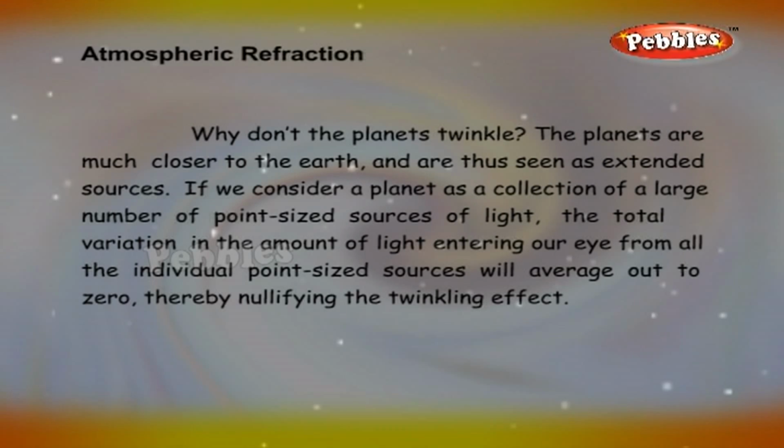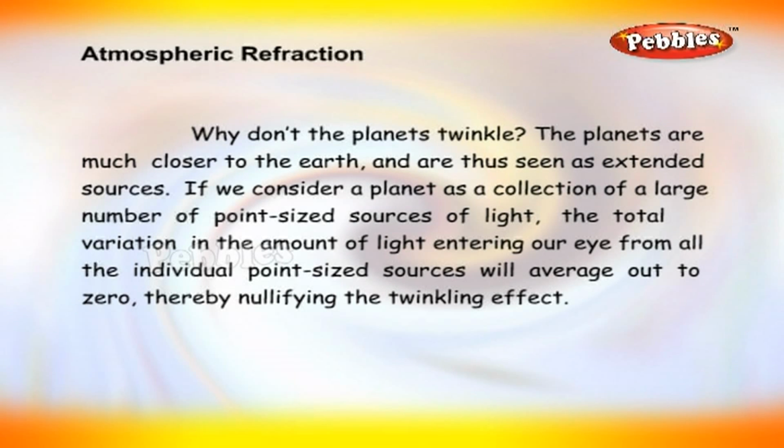Since the stars are very distant, they are approximate point-sized sources of light. As the path of rays of light coming from the star goes on varying slightly, the apparent position of the star fluctuates and the amount of starlight entering the eye flickers. The star sometimes appears brighter and at some other time fainter, which is the twinkling effect.